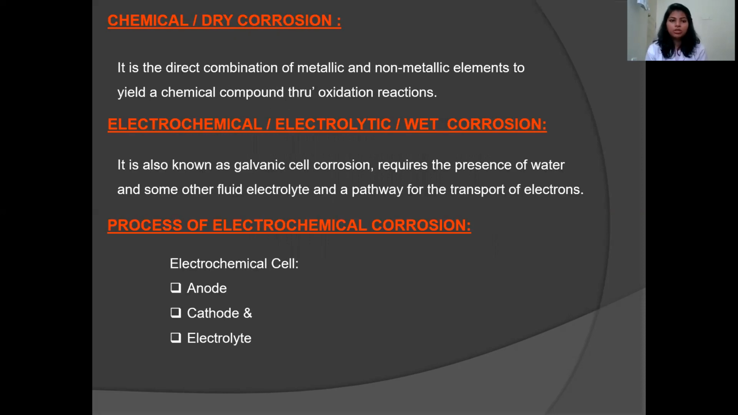Chemical or dry corrosion is a direct combination of metallic and non-metallic elements to yield a chemical compound through oxidation reactions. Electrochemical or electrolytic or wet corrosion, also known as galvanic cell corrosion, requires the presence of water and some other fluid electrolyte and a path for the transportation of electrons. The process of electrochemical corrosion involves an anode, a cathode and an electrolyte.